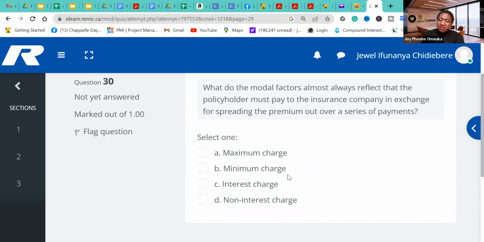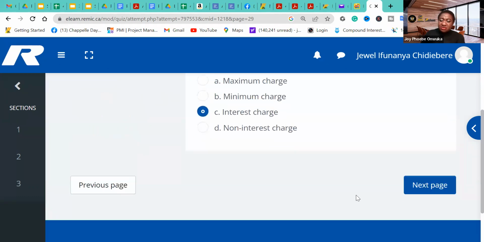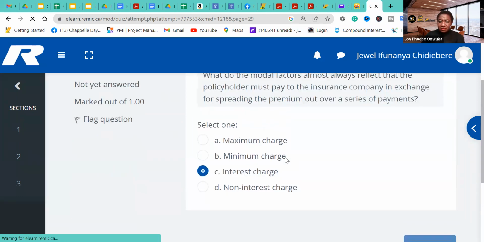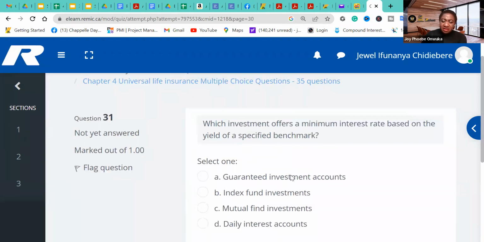What do the modal factors almost always reflect that the policyholder must pay to the insurance company in exchange for spreading the premium over a series of payments? Maximum charge, no. Minimum charge, no. Interest charge. It reflects interest charge, okay? I thought I clicked next. Okay, that was a bit hungry there.